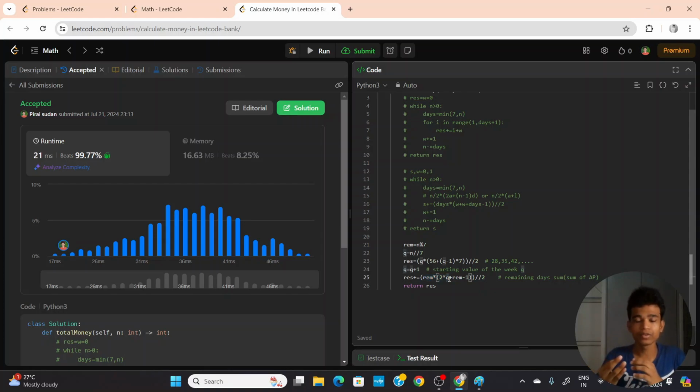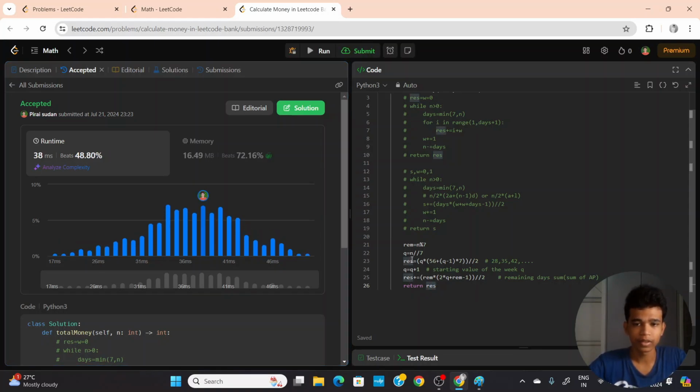If it is the third week, we should start with what? 3. That's why I have used this Q. Now, plus remaining days minus 1, divided by 2. So, this is the AP formula. Now, I am just returning my result. Let me submit it. Yes, it is submitted successfully.